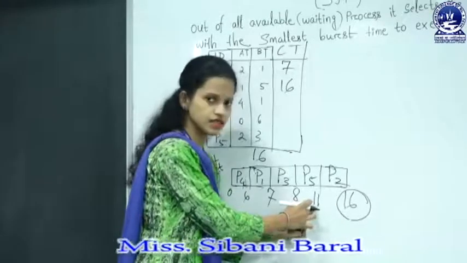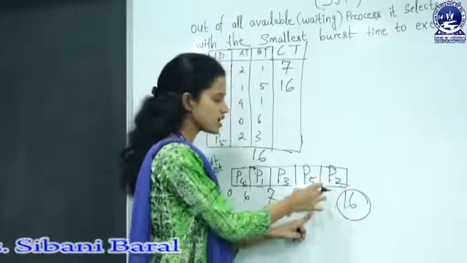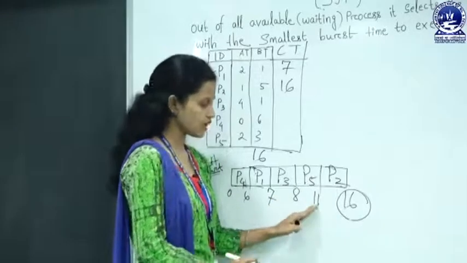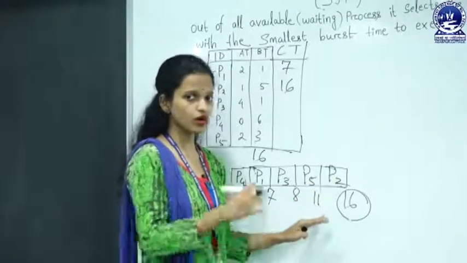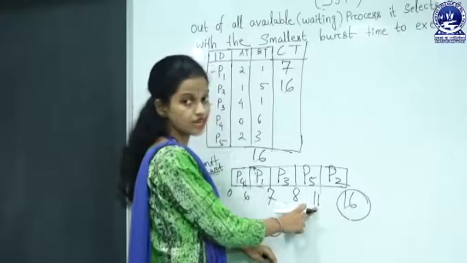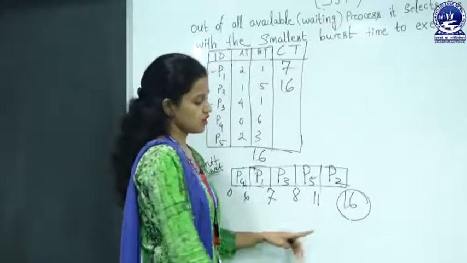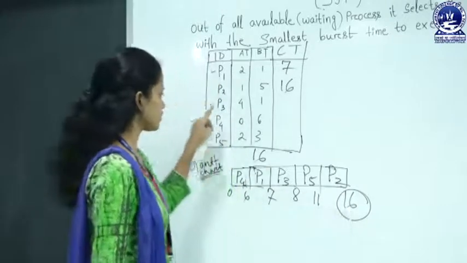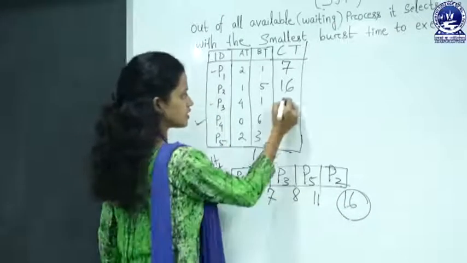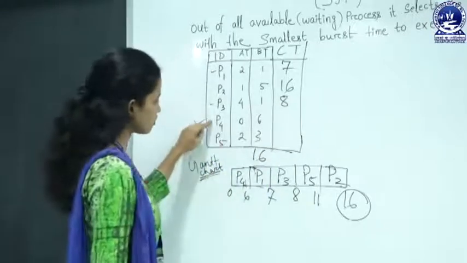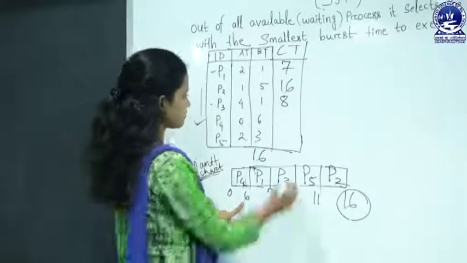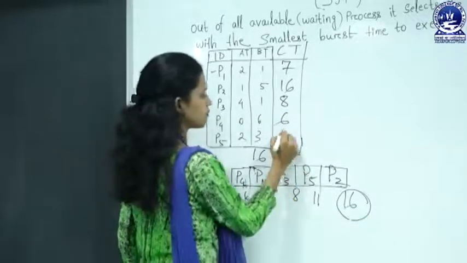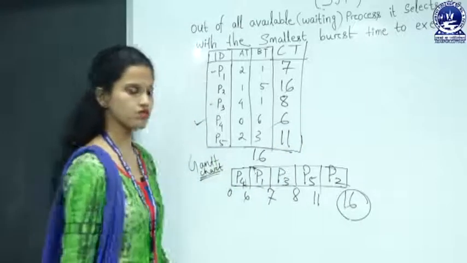This is the time when the process was put in the CPU, allocated to the CPU for the first time. Okay, don't look at this. Look at the time when the process has terminated. For P3, what is the completion time? That is 8. For P4, that is 6. For P5, the completion time is 11.